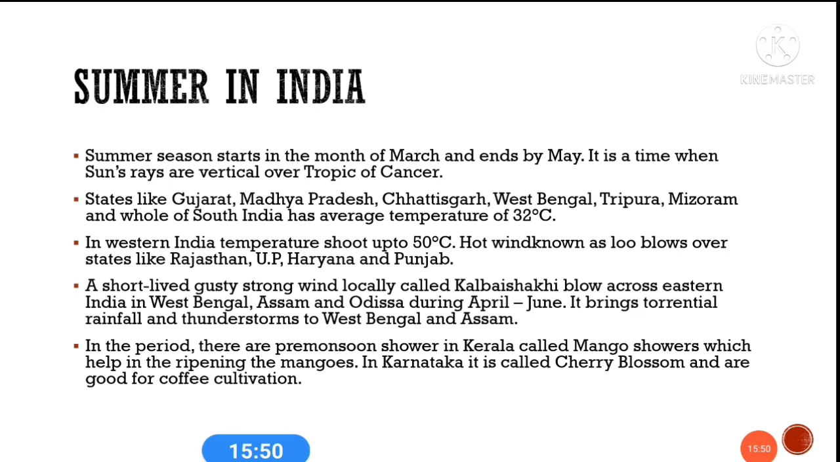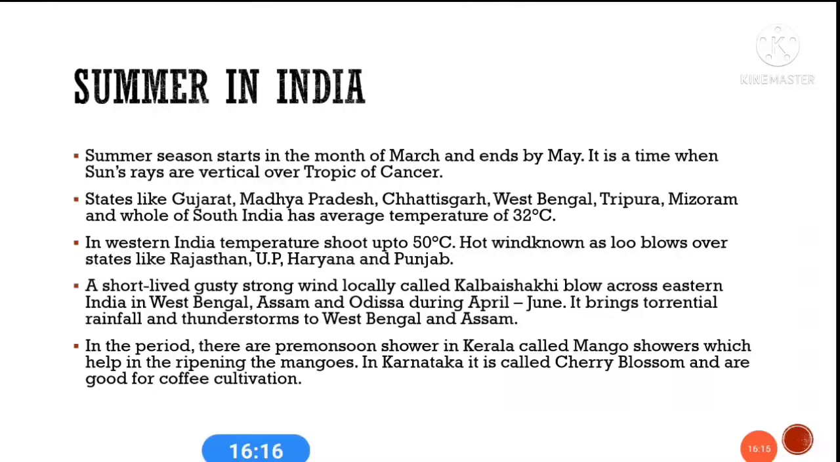A short-lived gusty strong wind, which is locally called Kal Baishakhi, blows across eastern India in West Bengal, Assam and Odisha. This is basically during the month of April to June. It brings torrential rainfall, meaning heavy rainfall and thunderstorms, to West Bengal and Assam. This is very important to note.